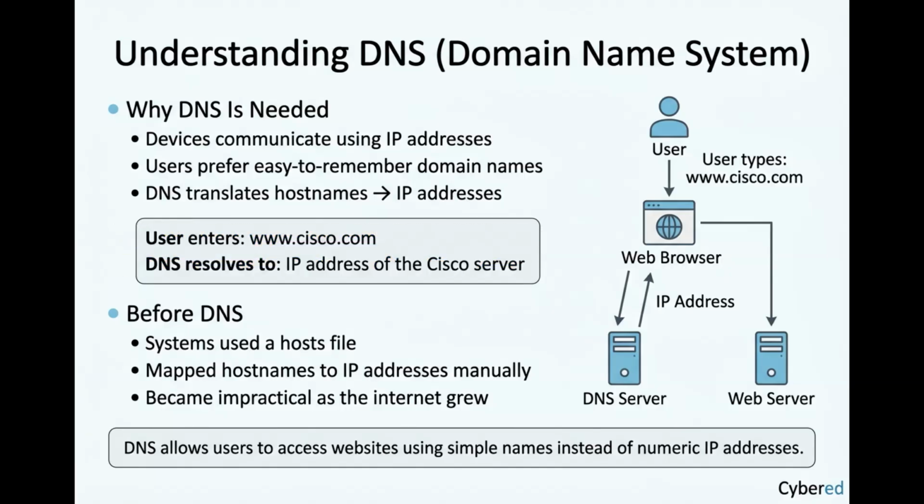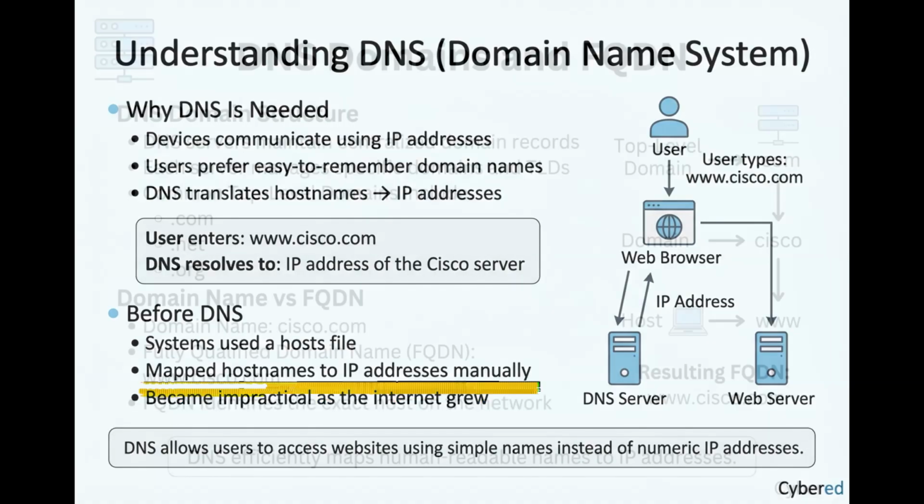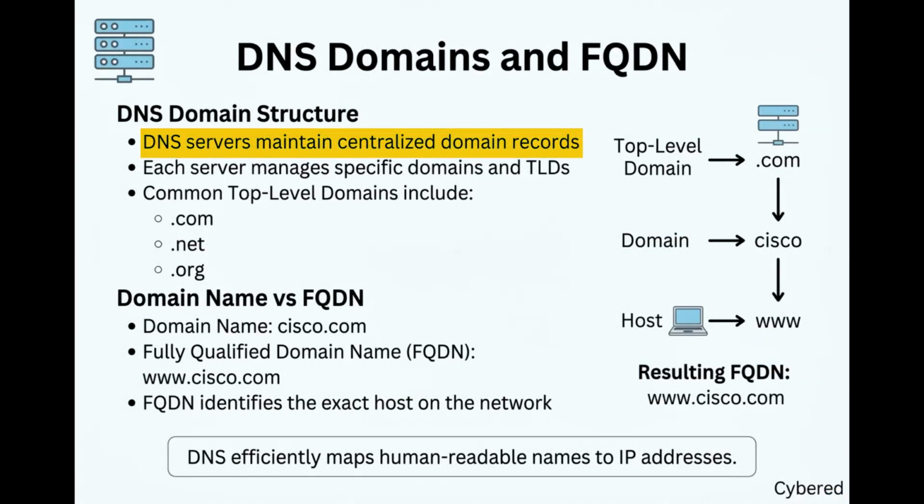Before DNS existed, computers relied on a hosts file that manually mapped host names to IP addresses. When a user attempted to access a website, the system checked this local file to determine the correct IP address. However, maintaining and updating the hosts file for the growing internet quickly became impractical. DNS servers replaced this method by maintaining centralized databases of domain records.